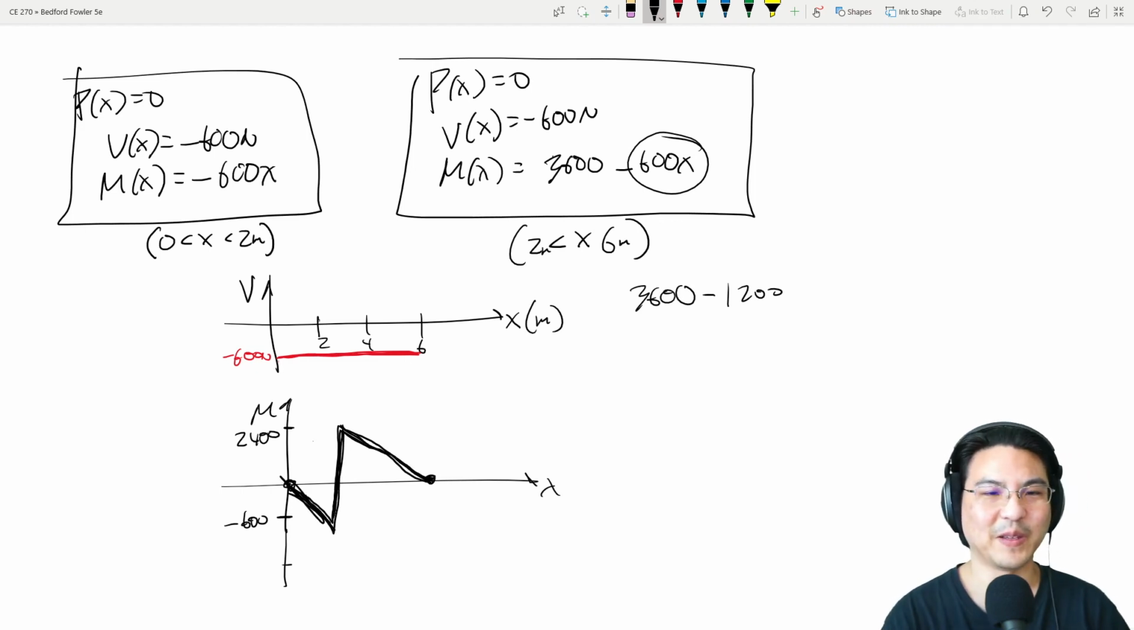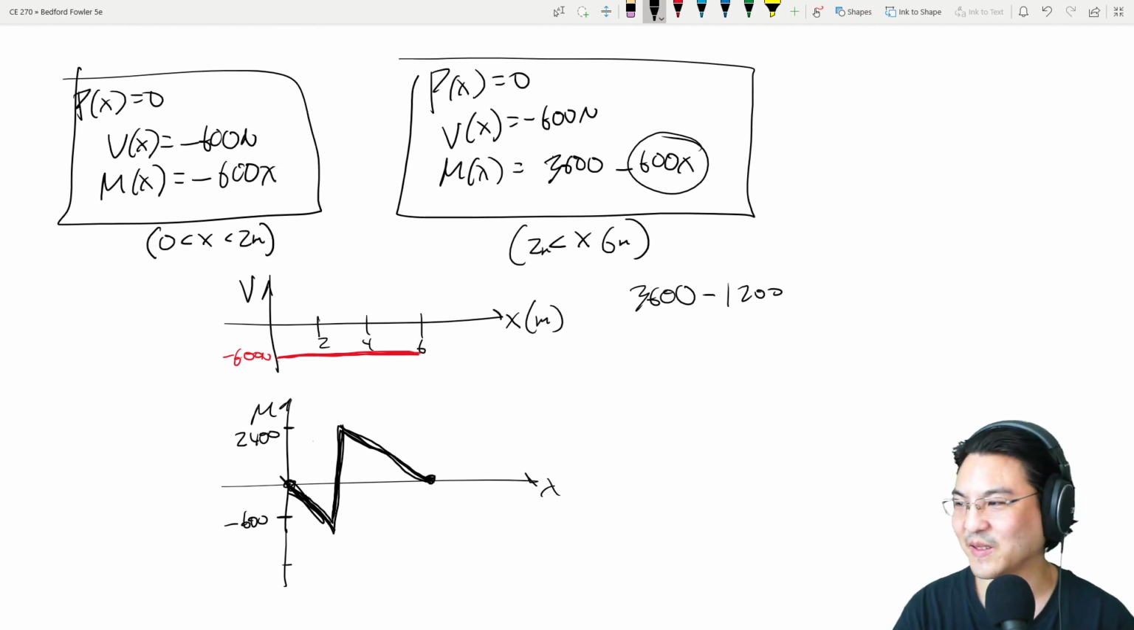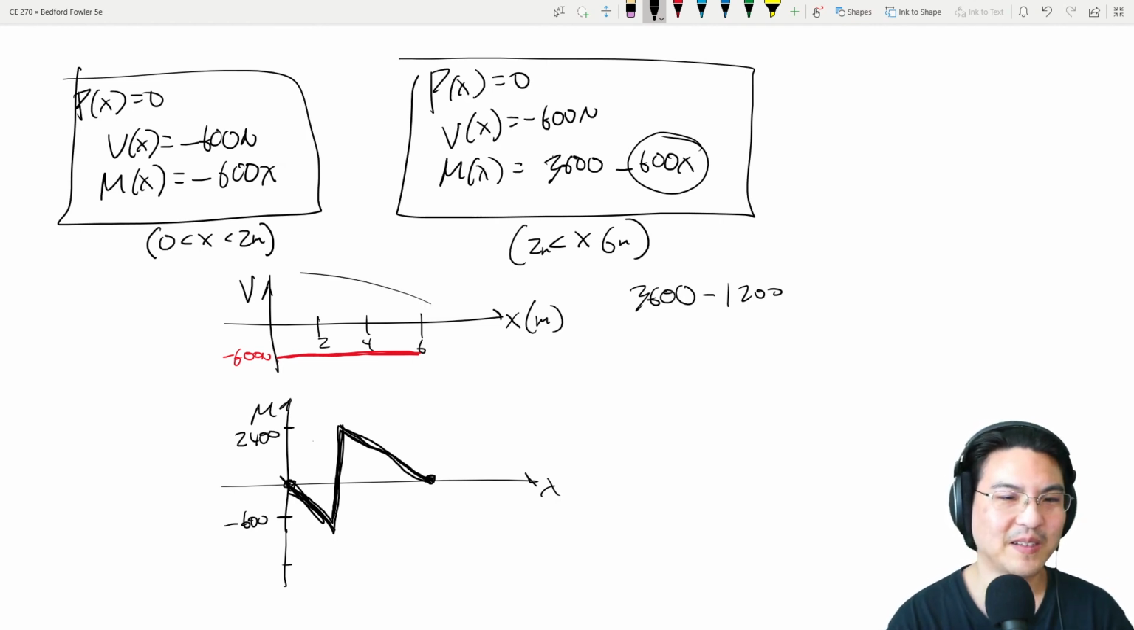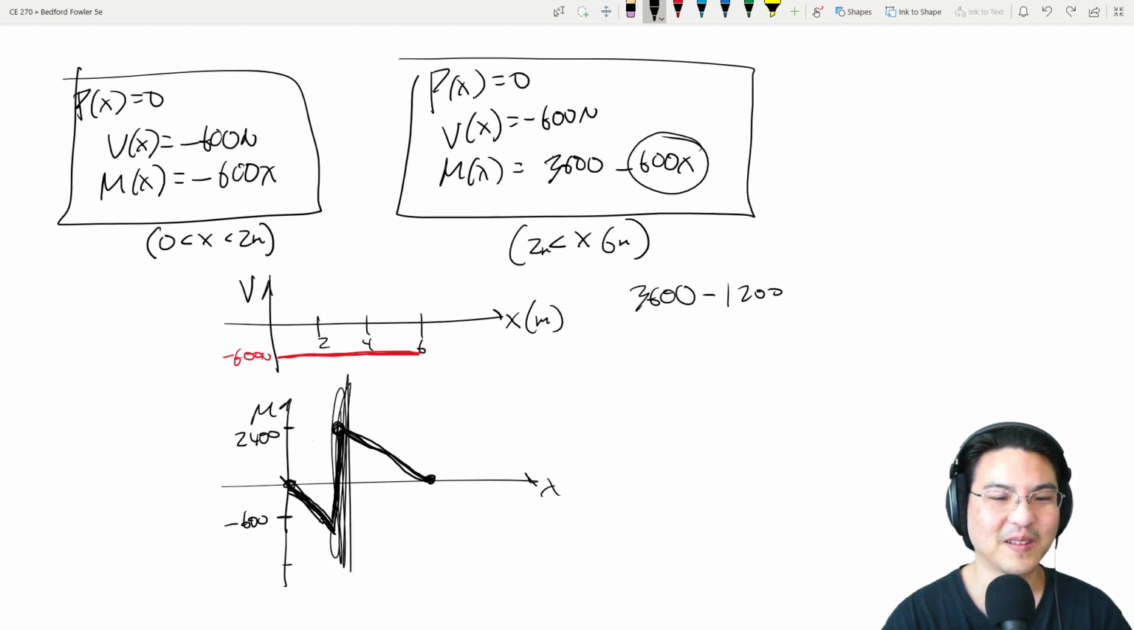Okay, so then you, as an engineer, you look at it, all right, the shear is constantly negative 600. The bending moment, though, hits a maximum of, over here, 2400. But then there's this discontinuity, right? It just jumps from negative 1200 up to 2400 right at the 2 meter mark.